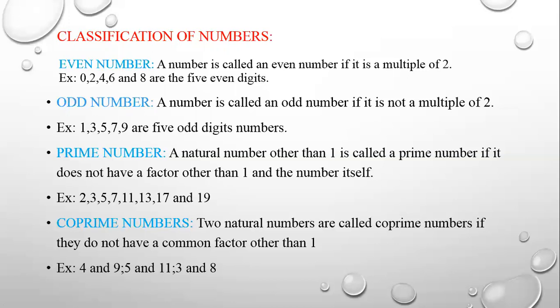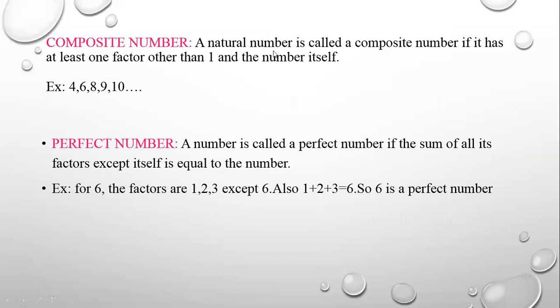Next we have the composite number. A natural number is called a composite number if it has at least one factor other than 1 and the number itself. Examples are 4, 6, 8, 9, 10 and so on. Here we need to remember one thing: all even numbers other than 2 are composite numbers. One is neither a prime number nor a composite number.